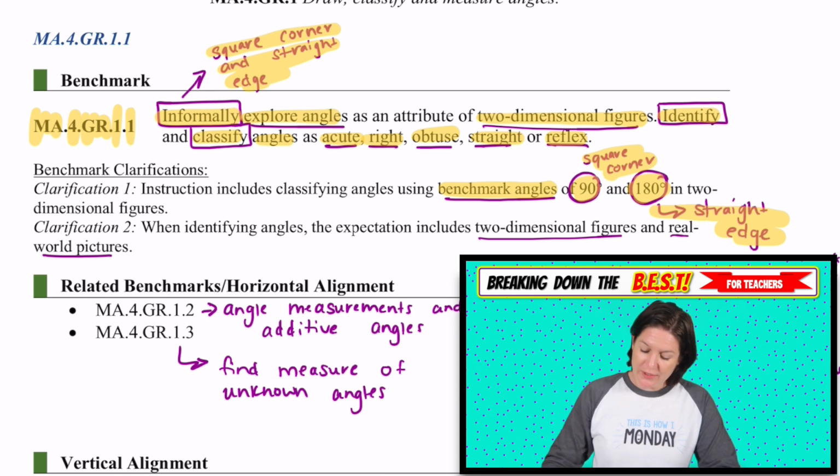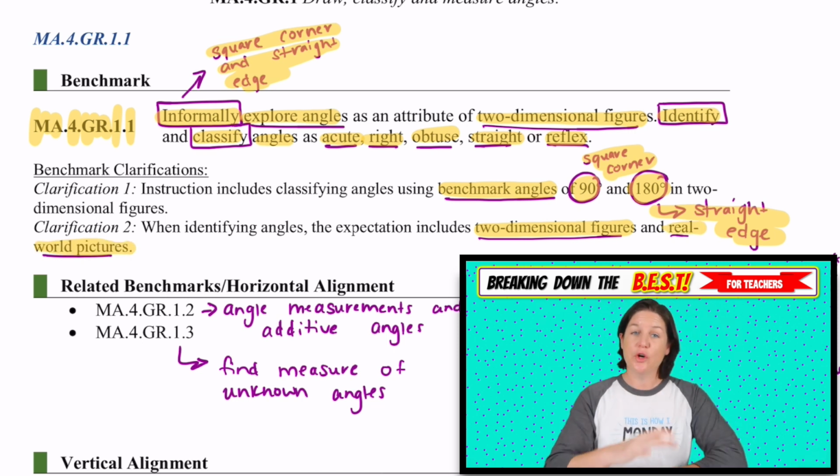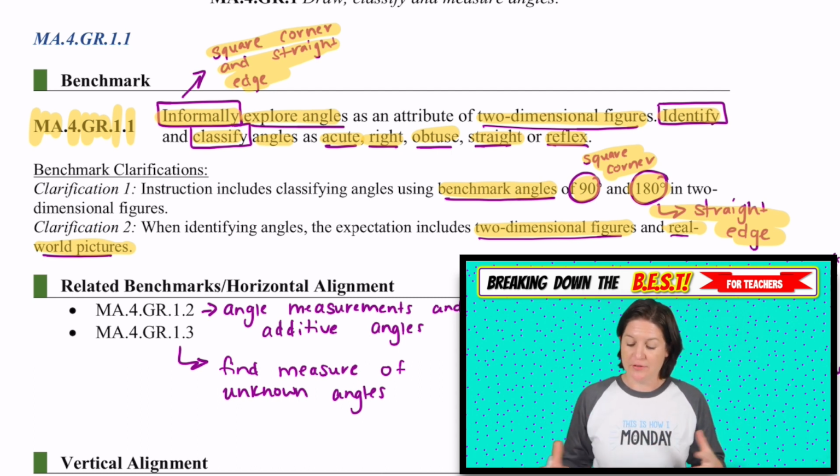Clarification number 2 says that when identifying angles, the expectation includes two-dimensional figures and real-world pictures. So we're not just looking at angles on their own, but also angles inside of other polygons, inside of other two-dimensional figures and real-world pictures.